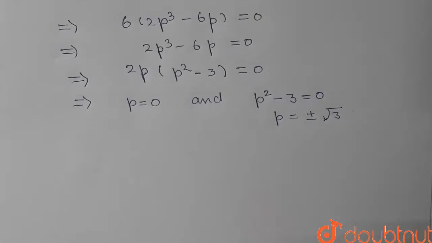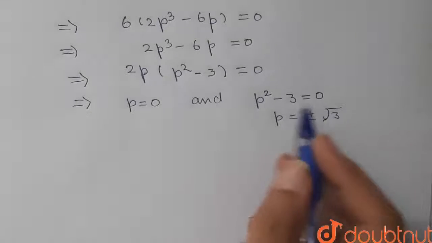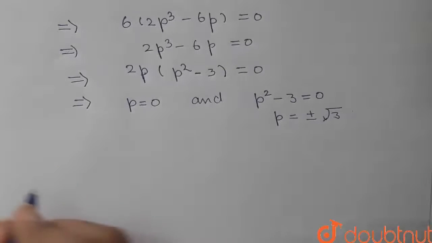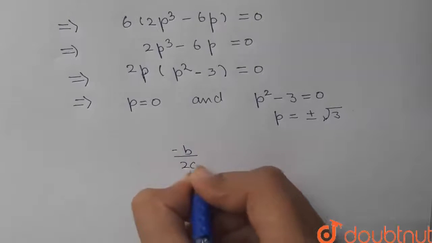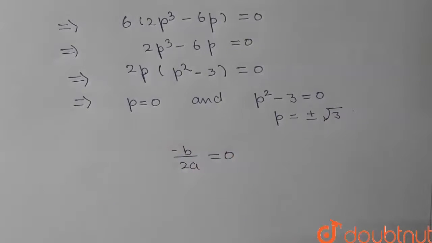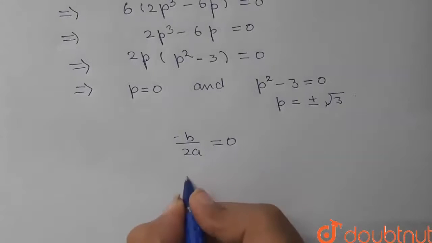They are saying that at p is equal to minus root 3, the product of roots is positive, but that is not possible. We have seen that this is plus minus root 3, and the minimum occurs when minus b by 2a is equal to 0. So from here we can say that the roots will be like this.